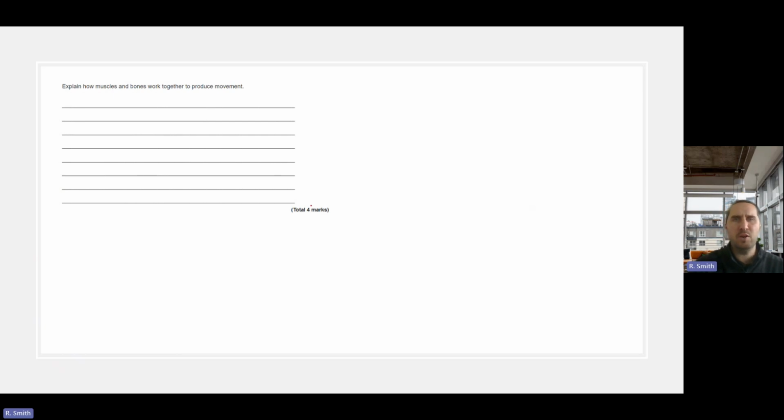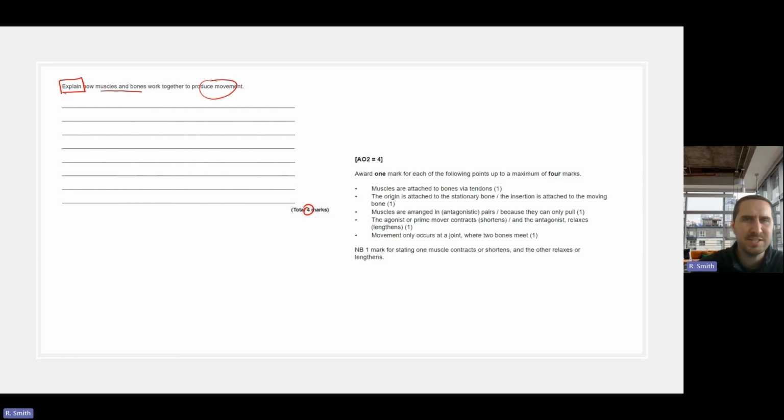This is more like how a question might look. Notice we've got 4 marks here. Explain. We're looking at AO2 predominantly, we're applying how muscles and bones work together to produce movement. As part of that, there's plenty you can discuss, and it's far simpler than you realise. Muscles are attached to bones via tendons. The insertion is attached to the moving bone. In this case, it's the radius, for example, if we use a bicep curl as our AO2 context.